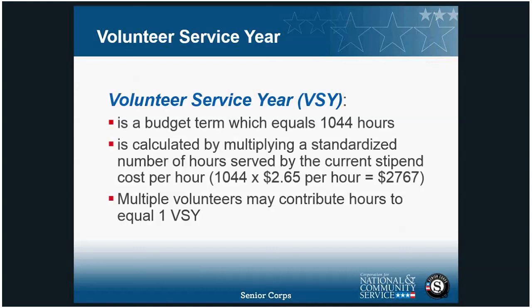Serving as an FGP or SCP volunteer is not a job. It's a volunteer opportunity. 1,044 times 2.65 equates to what you see in eGrants, 2,767. The eGrants budget only uses whole numbers. You would need multiple volunteers to contribute to equate to one BSY.